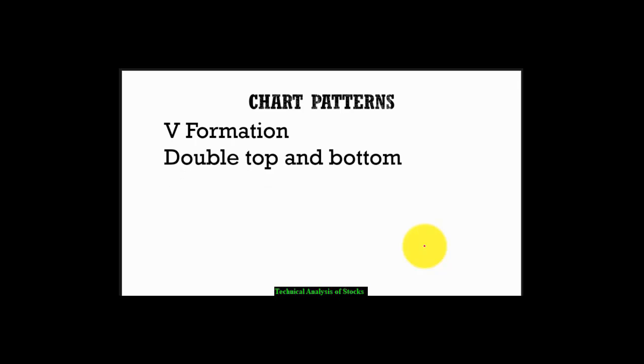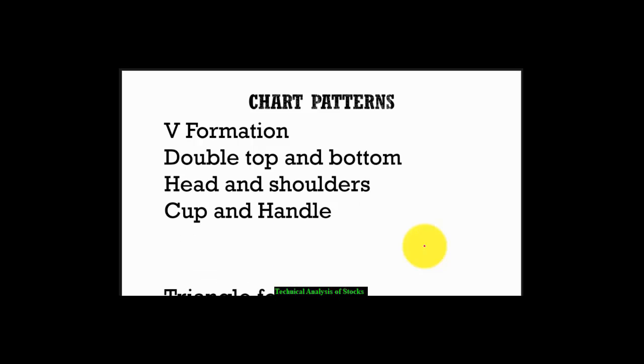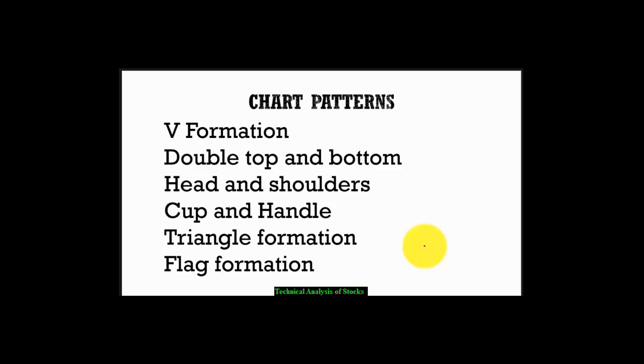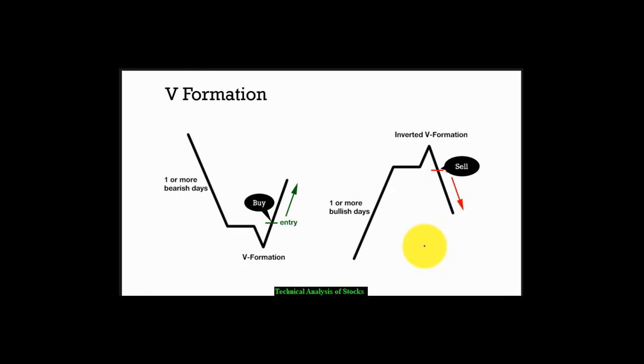There can be different chart patterns to make buying and selling decisions. One is V formation, double top and double bottom, head and shoulders, cup and handle, triangle formation, and flag formation. Let us start one by one. V formation. V formation is a pattern which is formed like the English letter V.